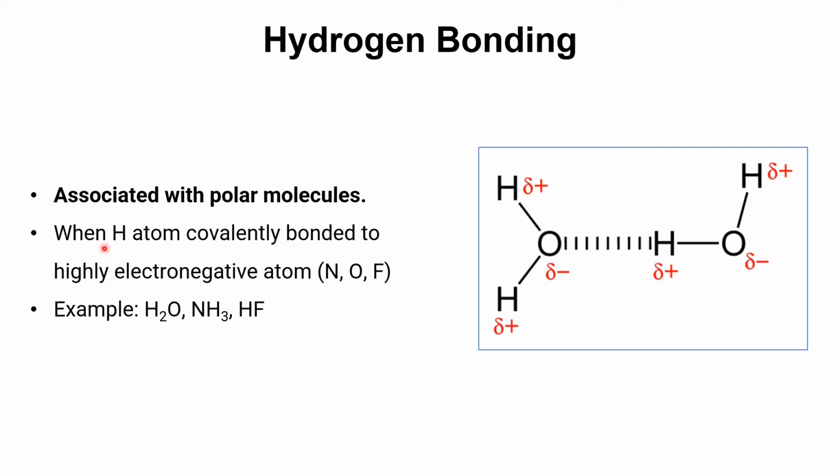So these occur when the hydrogen atom is covalently bonded to a highly electronegative atom. For example, if it is bonded to nitrogen or oxygen or fluorine. Examples in which hydrogen bonding can be found are water, ammonia and HF. In all these examples, you can see that the hydrogen is covalently bonded to an electronegative atom. Here it is oxygen, here it is nitrogen, and in HF it is the fluorine atom.